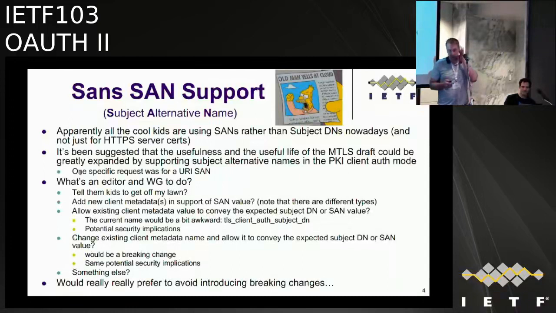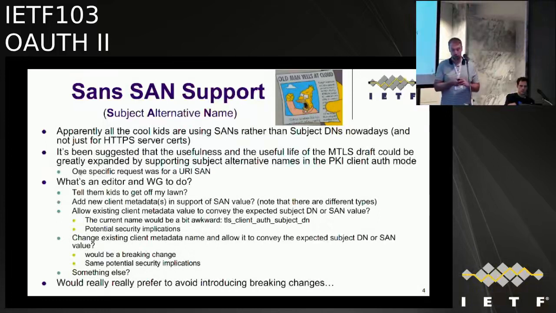And it's been suggested that the usefulness and useful life of this draft could be greatly expanded if we supported subject alternative names in the PKI client auth mode. So as I said before, right now, all that's supported is specifying an expected subject DN, and folks are asking for equivalent functionality to allow for specifying an expected subject alternative name. The one specific request was for a URI SAN, but I think we want to at least consider more general usage, other types of SAN names.